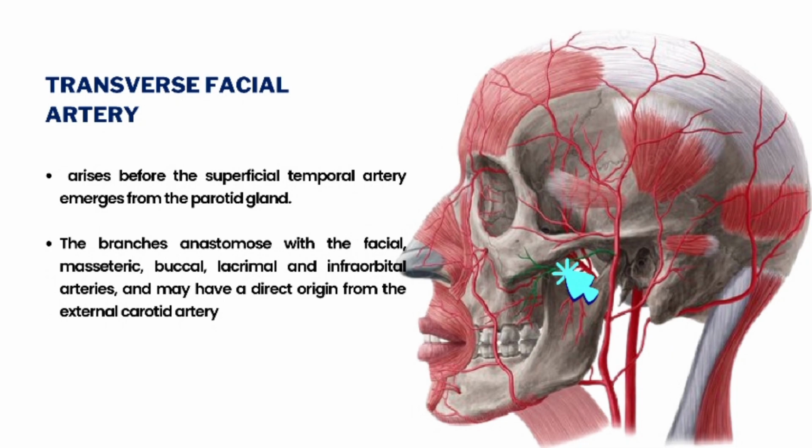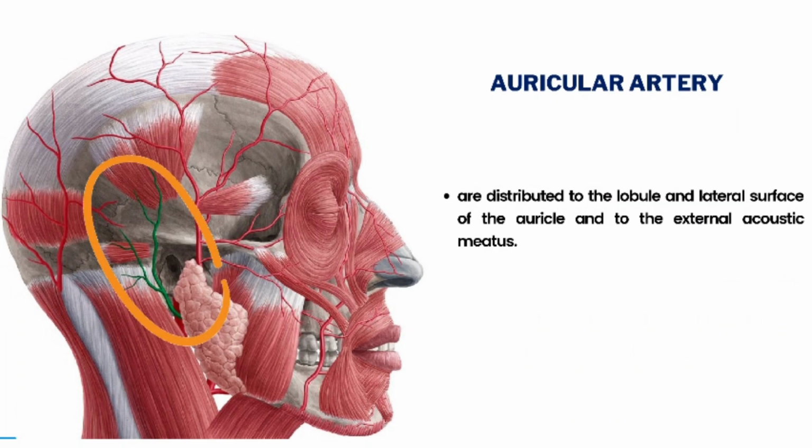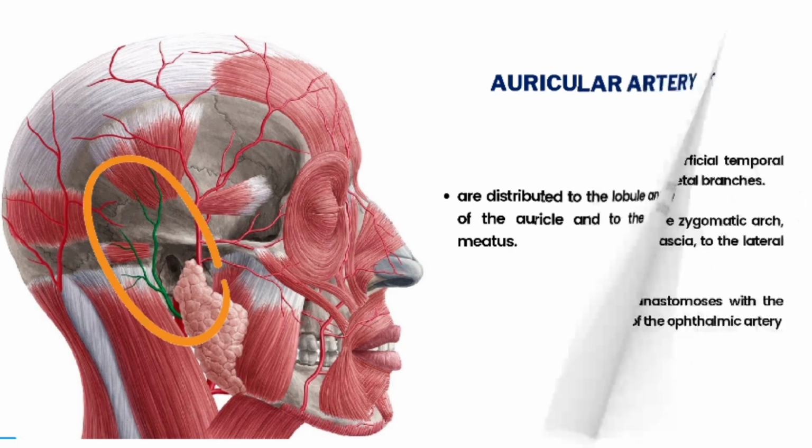First, the transverse facial artery. It arises before the superficial temporal artery emerges from the parotid gland. The transverse facial artery continues its course parallel to the zygomatic process, giving off several branches that supply the parotid duct, masseter muscles, and the adjacent skin. The auricular branches are distributed to the lobule and lateral surface of the auricle and to the external acoustic meatus.